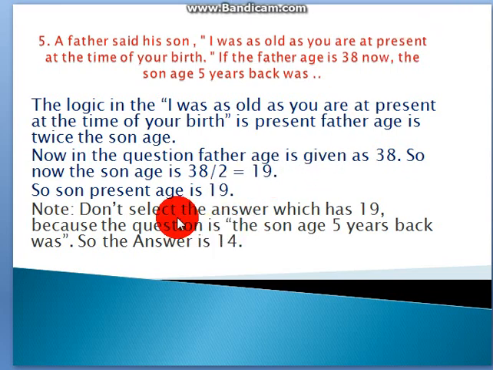Don't select the answer which has 19, because the question asks for the son's age 5 years back. So when you get the value 19, you should not blindly mark 19 as the correct answer. You can see the question once again: the son's age 5 years back was. So the son's age 5 years back was 19 minus 5, that equals 14.